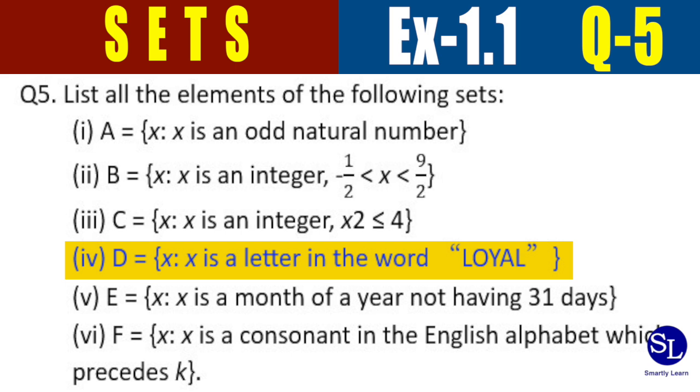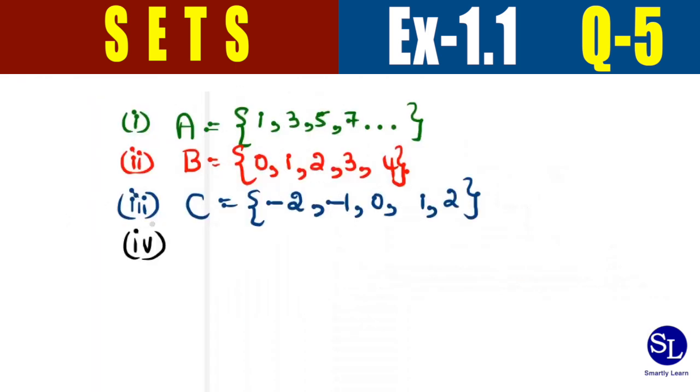Now let's look at the next subdivision. D: x is a letter in the word loyal. Here you're going to list all the letters from the word loyal but without any duplicates. So L, O, Y, A. Already the L is there, so we are closing the set with these elements.